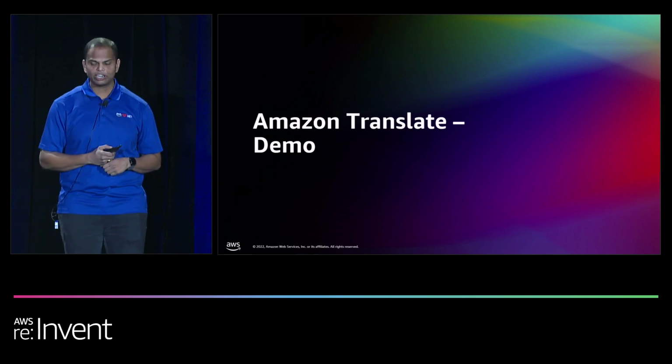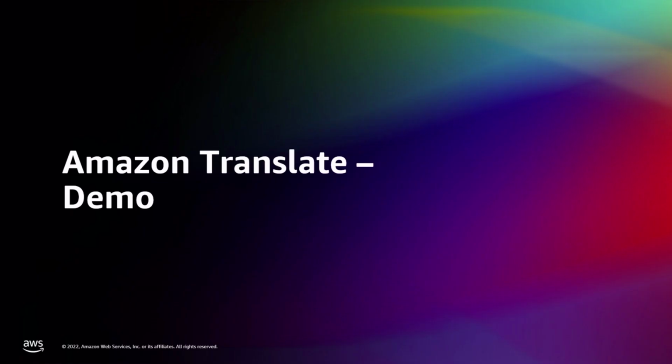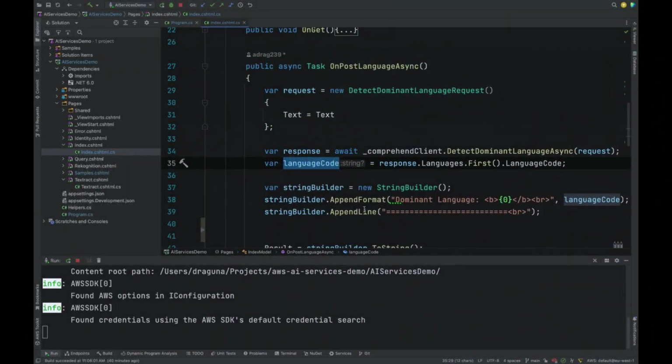With that, let's look into a demo. Alex. Yes, and what we're going to do now, we will add this translation functionality to our application from scratch. So we already saw how Comprehend can detect the language of a text. Now we'll add an additional step to translate the text into English.